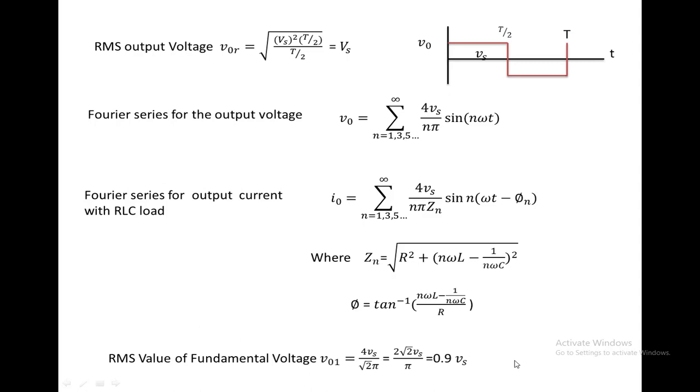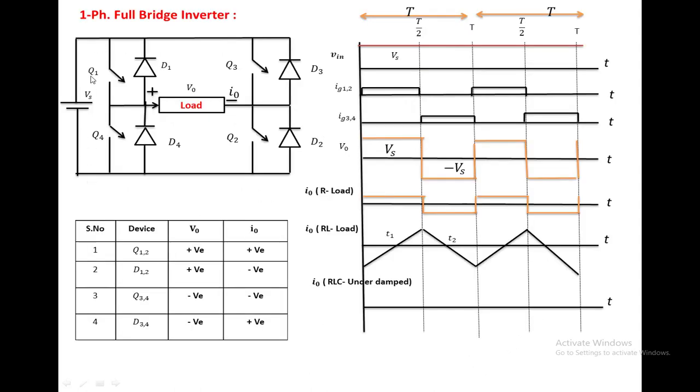So the disadvantages of the half bridge inverter can be overcome in the case of the full bridge inverter. Moreover, the circuit is only a two-wire system. It does not require a third wire.